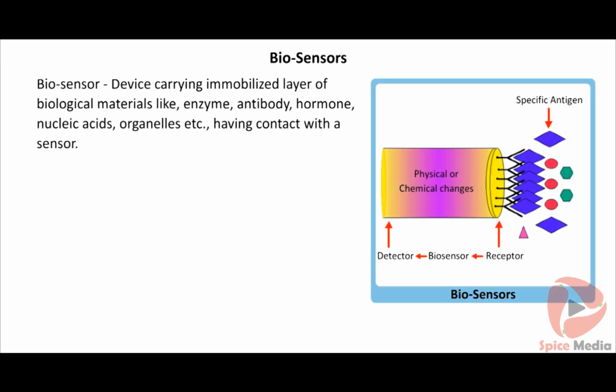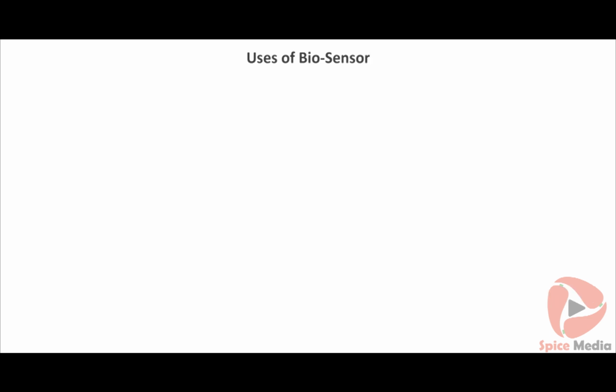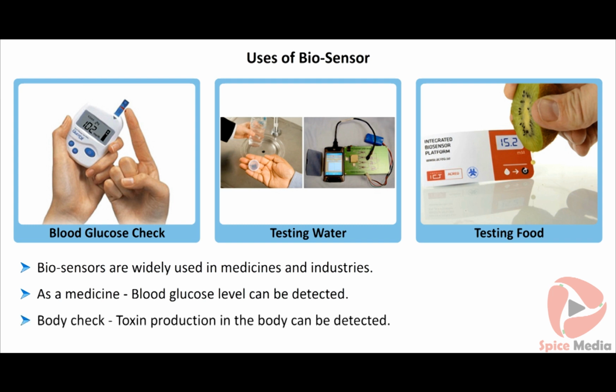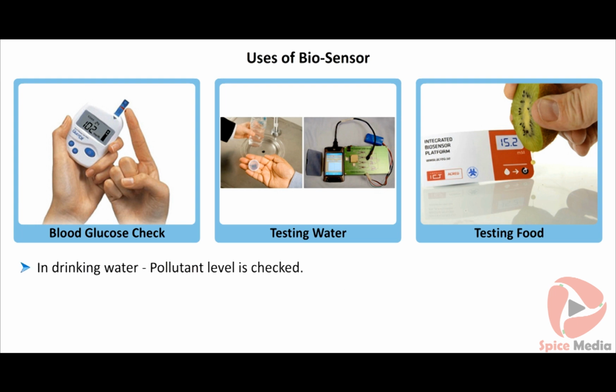A biosensor is a device carrying an immobilized layer of biological materials like enzyme, antibody, hormone, nucleic acid, organelles, etc. having contact with a sensor. The sensor in the device converts biological signals into an electrical signal. Biosensors are widely used in medicine and industries. Blood glucose level can be detected quickly using biosensors. Toxin production in the body due to infection can be detected. The amount of pollutant in drinking water can be monitored. The quality of food such as odor, freshness, and taste can be measured.